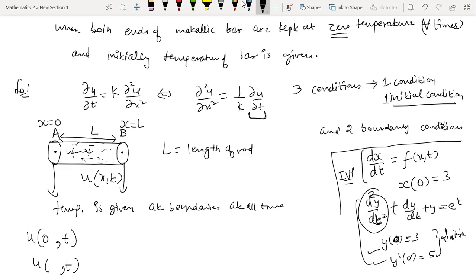So this is 0 and L. U is given to you for all the times. So T has been written like this at 2 points. What 2 points? X is equal to 0 and at x is equal to L.